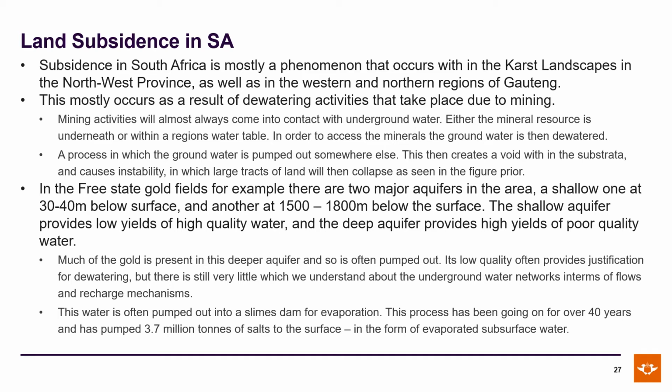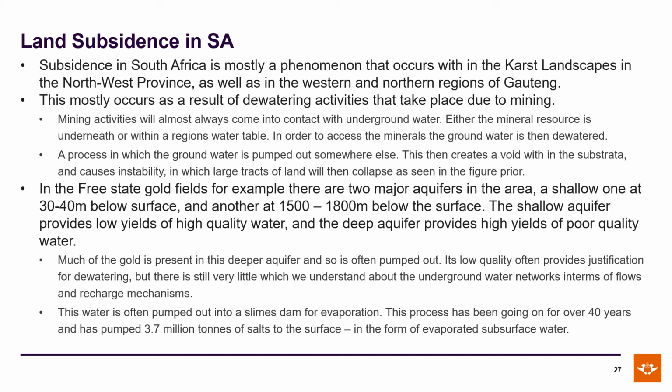regions of a region's water table. In order to access the minerals, the groundwater is then dewatered, which is a process in which groundwater is pumped somewhere else. This then creates a void within the substrata and causes instability, in which large tracts of land will then collapse, as seen in the previous figure.